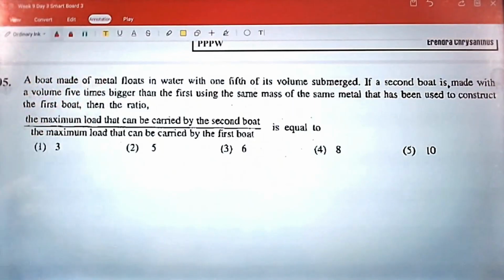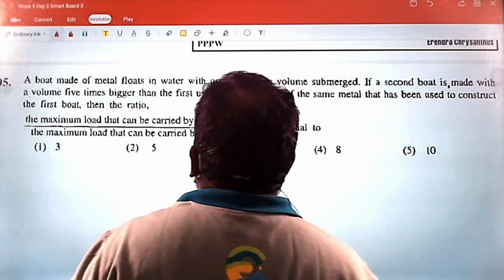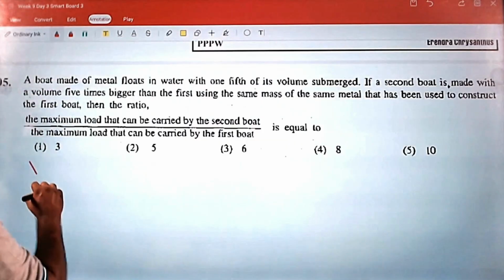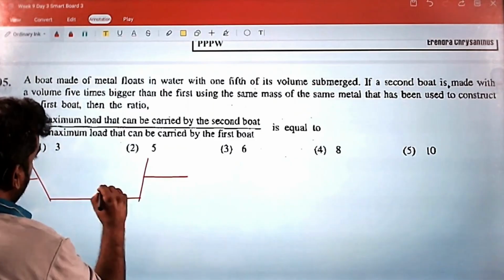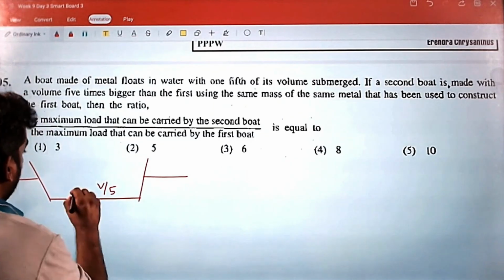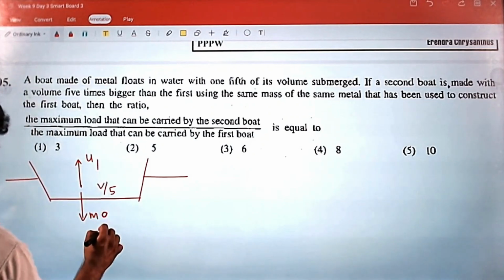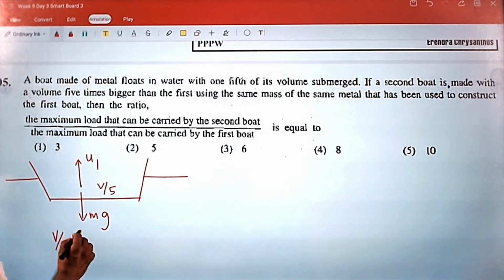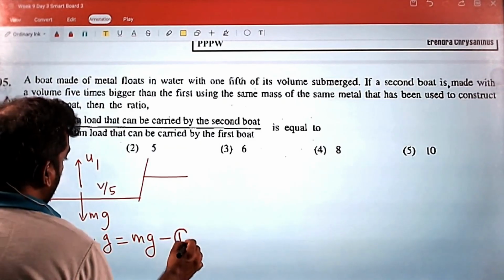Next one. A boat made of metal floats in water with 1/5 of the volume submerged. So 1/5 of the volume is submerged. So here upthrust balances the weight. V over 5, density of water times g is mg. Question number 1.